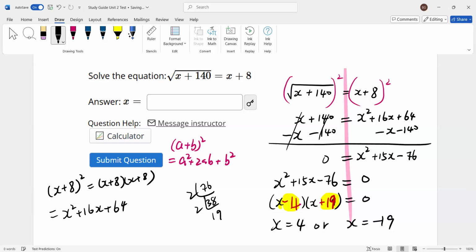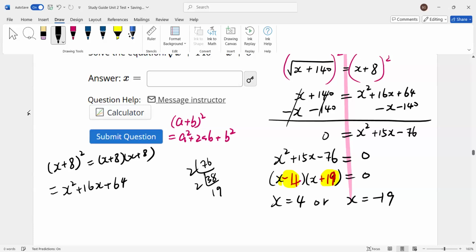But we are not done yet. A very important step when you solve a radical equation is to check your proposed solutions to get rid of any extraneous solution. How do we check? We have to plug back into the original equation. All right, so let's do that. I'm going to change the color.